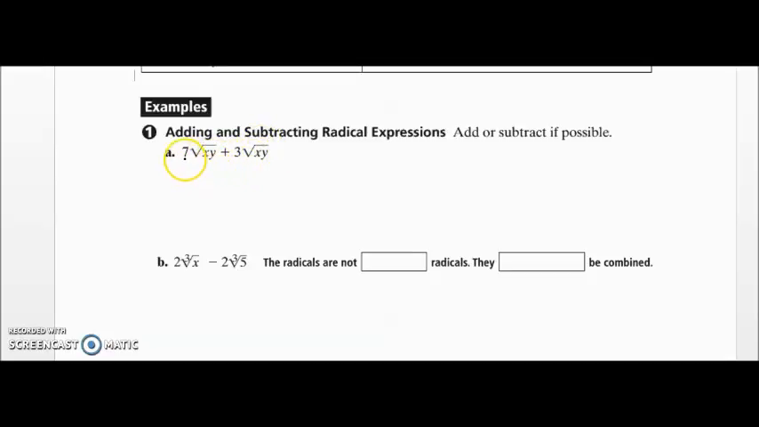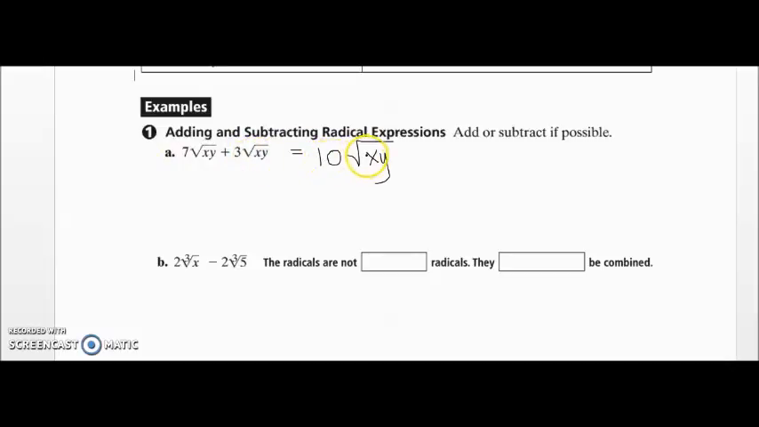And the radicand is the thing underneath the radical. So here we have 7 square root of xy plus 3 square root of xy. In this case, we can add them because the indexes are the same and the radicands are the same. So what we end up with is 10, because 7 plus 3 is 10, square root of xy. So this would just be like if I said I have 7 bananas plus 3 bananas.